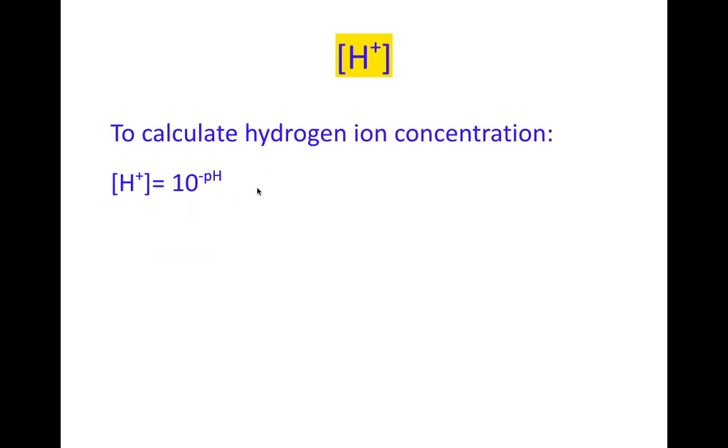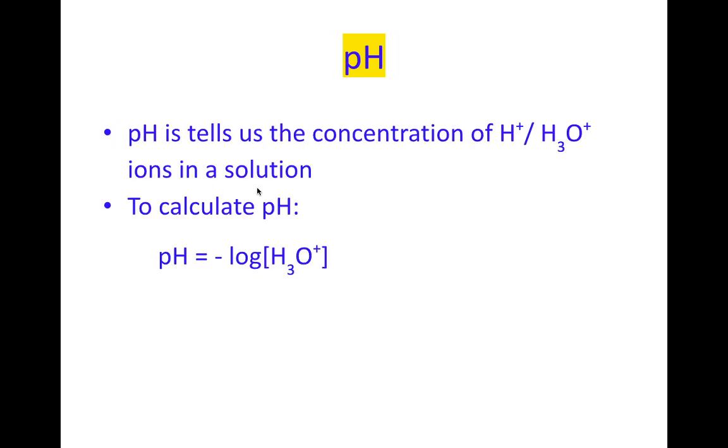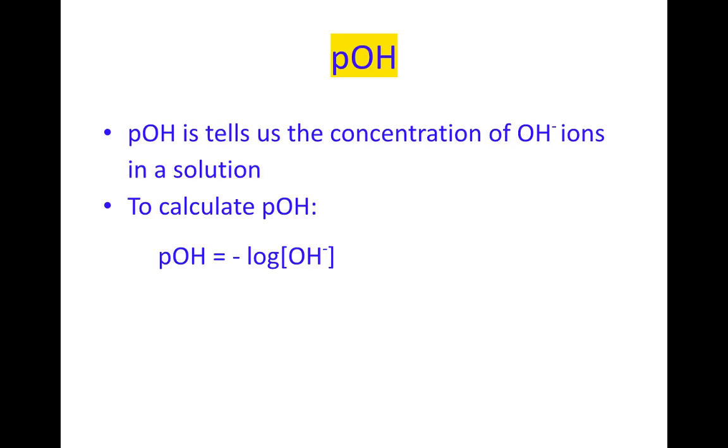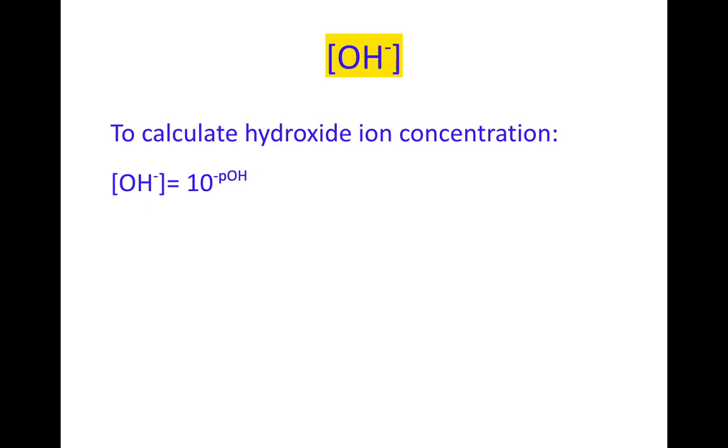Well, why do we care? Why do we care if we have the pH, we can get the hydrogen ion concentration. If we have the hydrogen ion concentration, we can get the pH. And especially, why in the world do we care if we have the hydroxide ion concentration, we can get the pOH, or if we have the pOH, we can get the hydroxide ion concentration.